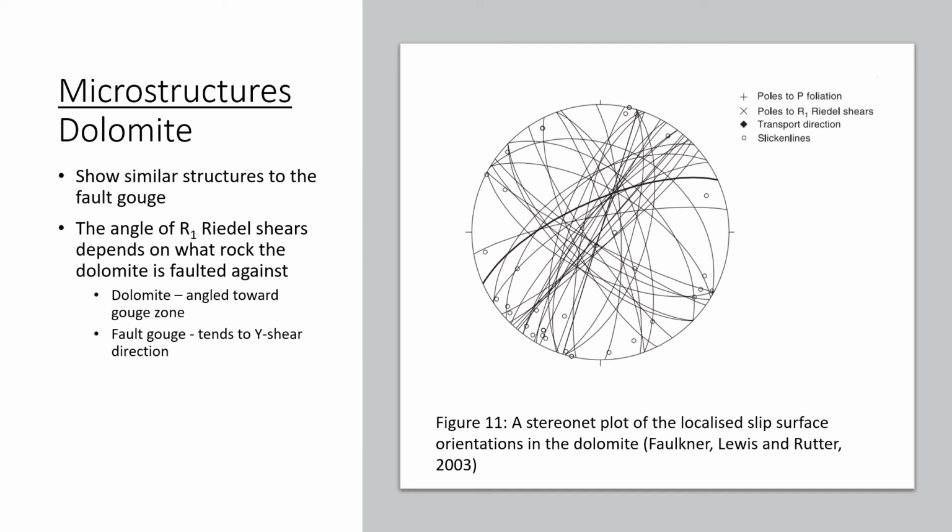The orientation of R1 radial shears can vary depending on what rock the dolomite is faulted against. Dolomite versus dolomite, the R1 shears tend towards the fault zone boundary, whereas dolomite versus fault gouge tends to the Y shear direction. Overall, it ranges from 50 degrees from the fault gouge to being parallel with it. From these R1 and R2 radial shears, a max compression direction of north to south was found.